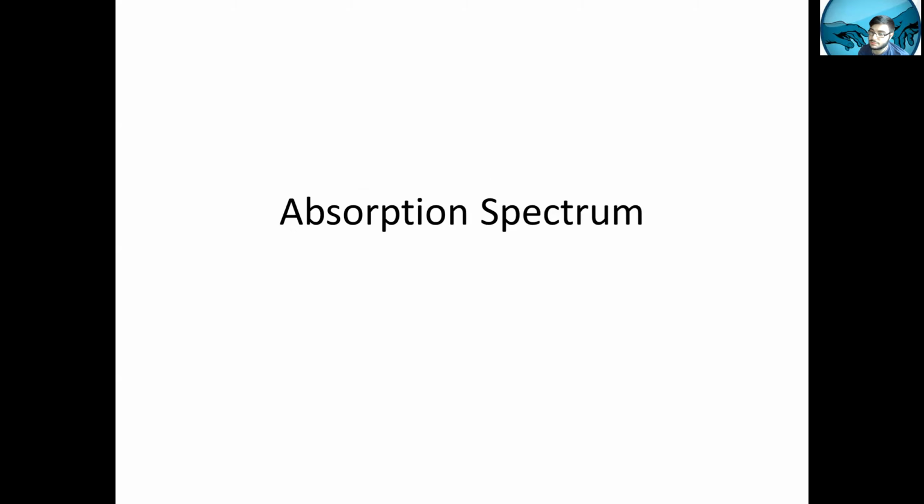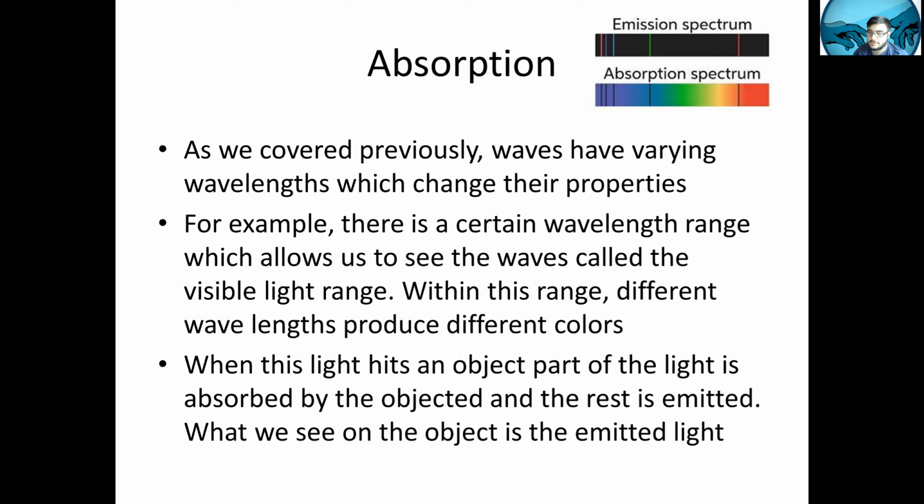First, we're going to talk about the absorption spectrum. So as we covered previously in our physics lectures, waves have varying wavelengths, which can change their properties. So light waves come in a spectrum of wavelengths and as a result frequencies, and this determines what types of light waves they are, whether they're visible light, UV light, infrared, microwaves, anything like that. For example, there's a certain wavelength range that allows us to see the light waves, and that's called the visible light range. That's what you're used to.